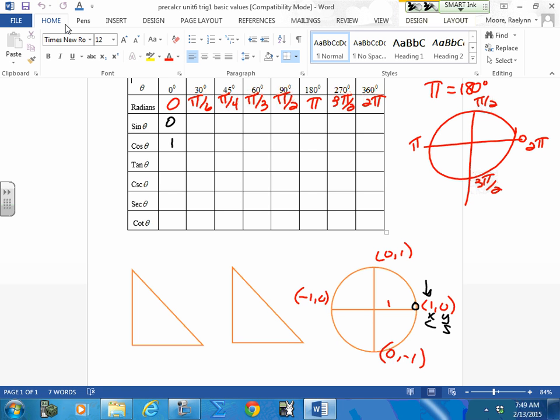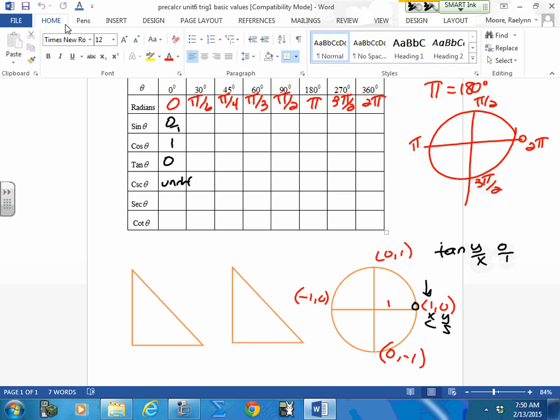Now, the only one we have to work out is your tangent. The tangent is y over x. So 0 over 1. 0. Good. Now, the reciprocals, we can find those. We're just going to take them and turn their fractions upside down. Pretend this had a 1 under it. If I flip this over, take the reciprocal, it's 1 over 0. Can I divide by 0? No. So this guy is undefined.